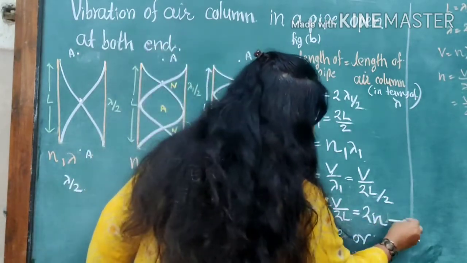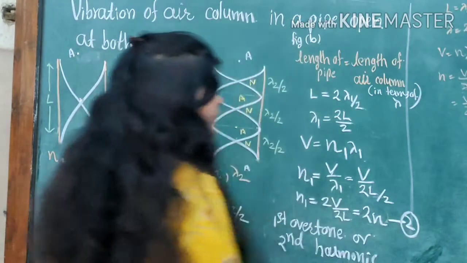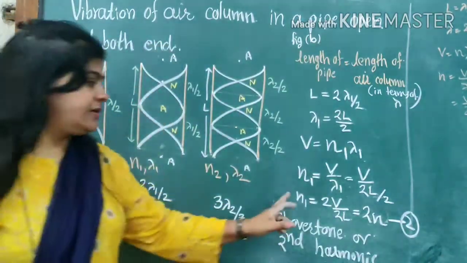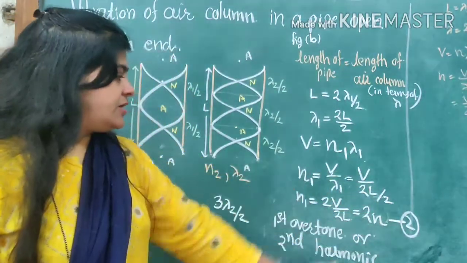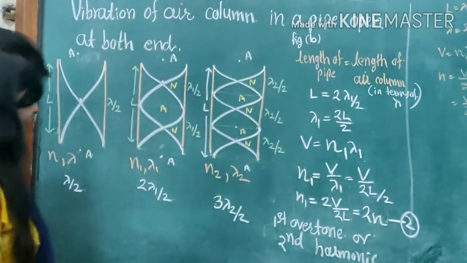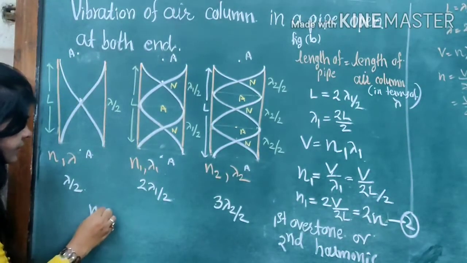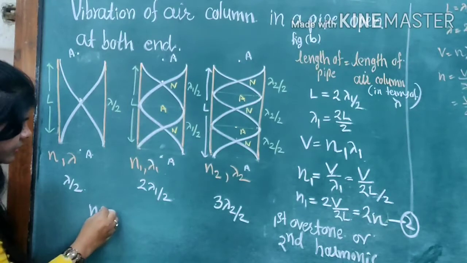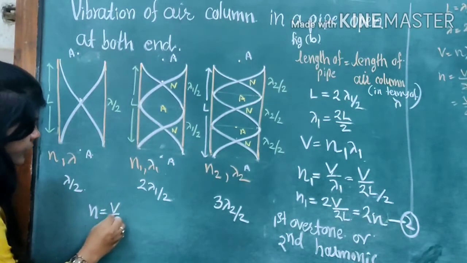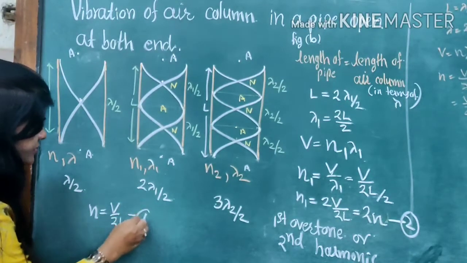And this one is equation number 2. Got it? We already calculated equation number 1, and now it is equation number 2. We will write here n1. What is equation number 1? n = V upon 2L. That is equation number 1.